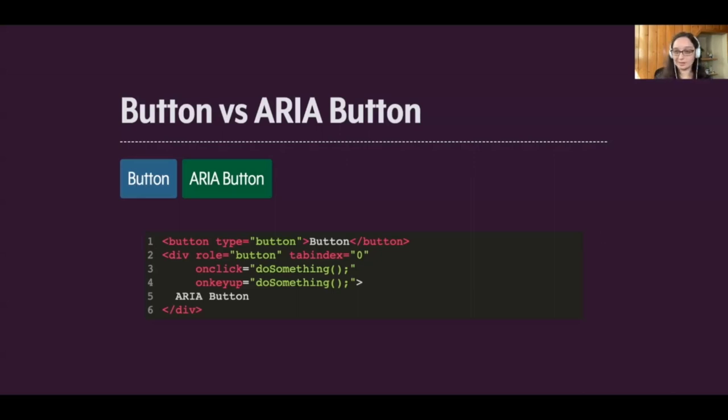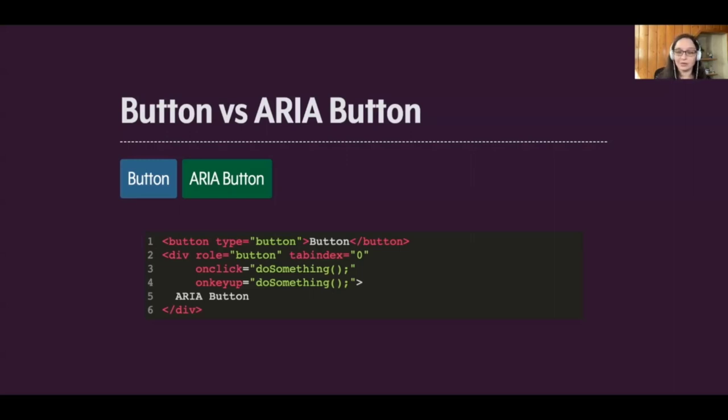So here we have our button, which is in blue, and our ARIA button. And they look pretty similar at first glance. And what developers will try to do is they'll try to add role equals button, which is a little piece of ARIA that announces to assistive technologies, this isn't a div anymore, it's a button, treat it like a button. But that's all that it does. There are a lot of things that HTML buttons do that are beyond just being announced as buttons.